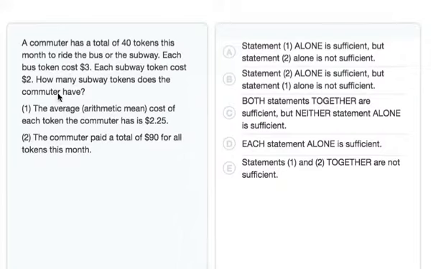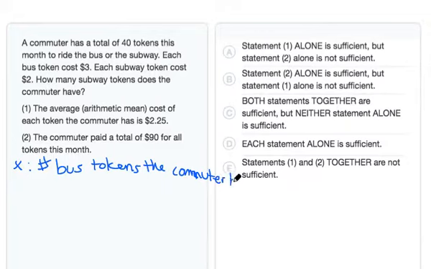Let's pick X to represent the number of bus tokens that the commuter has. So X will be the number of bus tokens the commuter has. And then let's let Y represent the number of subway tokens that the commuter has.